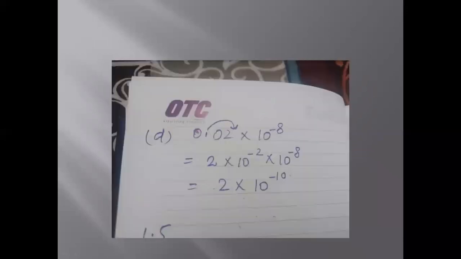Okay. And what's the D part? In D part, now there is a jump of the decimal from left towards right. 2 jumps it will take, and there will be a minus sign. Yes, this minus sign. And minus 8 of the question, and minus 8 and minus 2 becomes equal to minus 10.